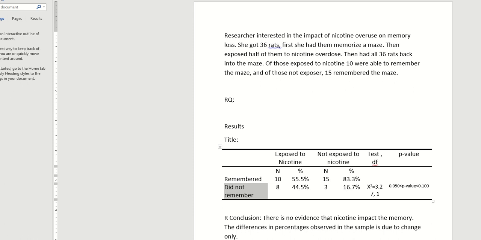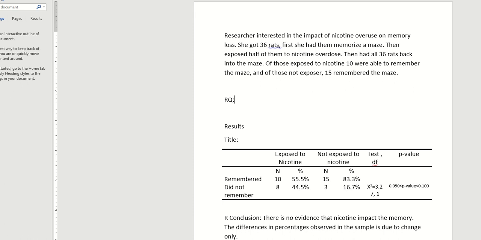So the first thing you're asked to do is what you think the research question is going to be. Well, obviously, whenever you write a research question, you have to think about what is your independent variable and your dependent variable. So our independent variable is exposure to nicotine. Our dependent variable is whether they will remember or not. So the question becomes, is there evidence that exposure to nicotine will impact the proportion of rats remembering the maze? That's one way. Or you can say, does nicotine influence memory among rats?